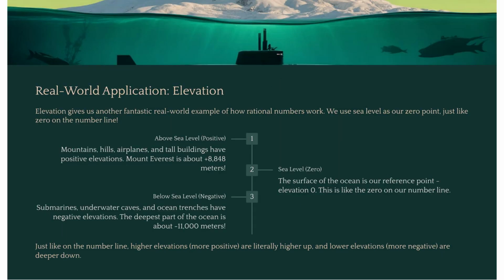Another great example is elevation. Sea level is 0. Everything above it is positive, and everything below is negative. A mountain climber at 100 feet is at a much greater value than a scuba diver at -50 feet. The number line perfectly models this vertical relationship.